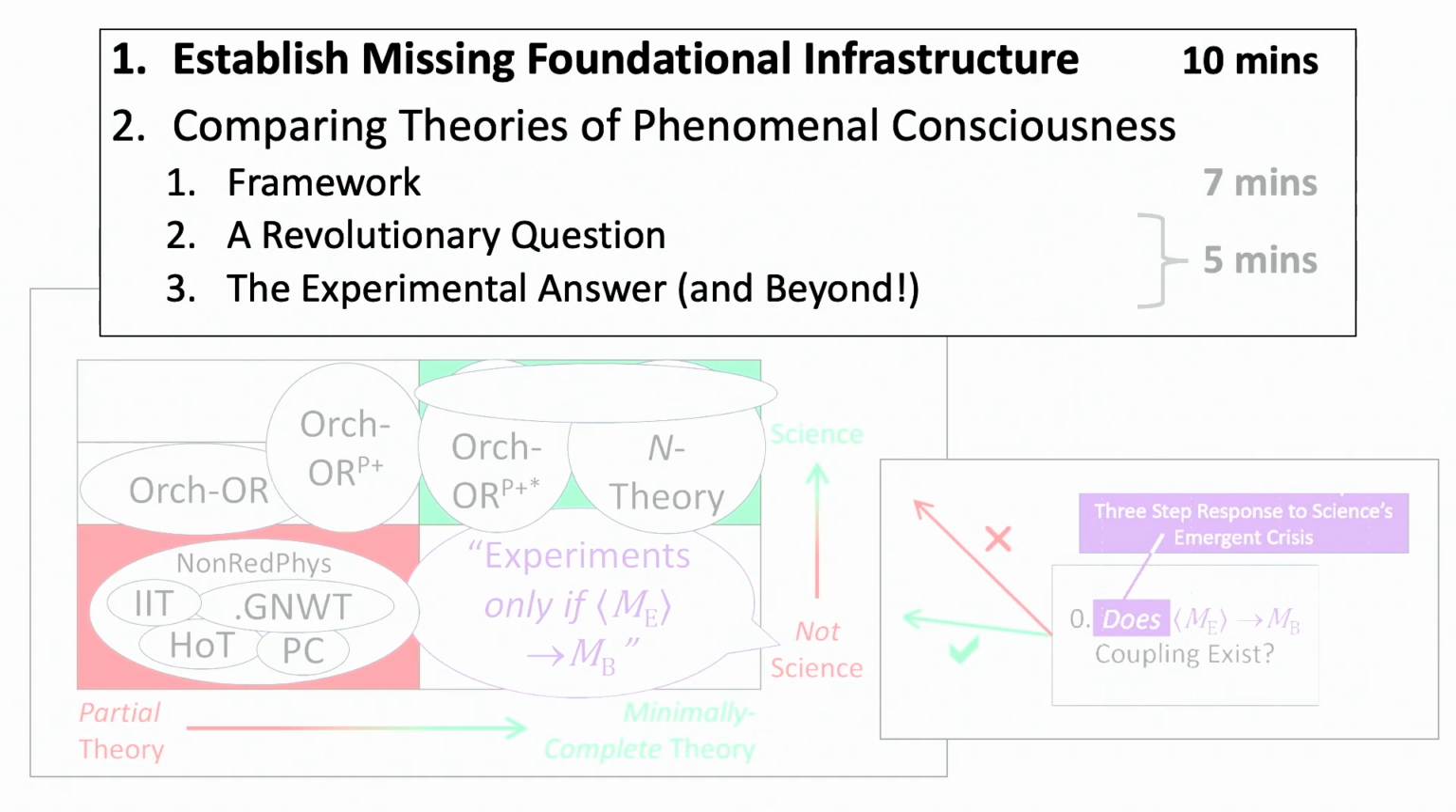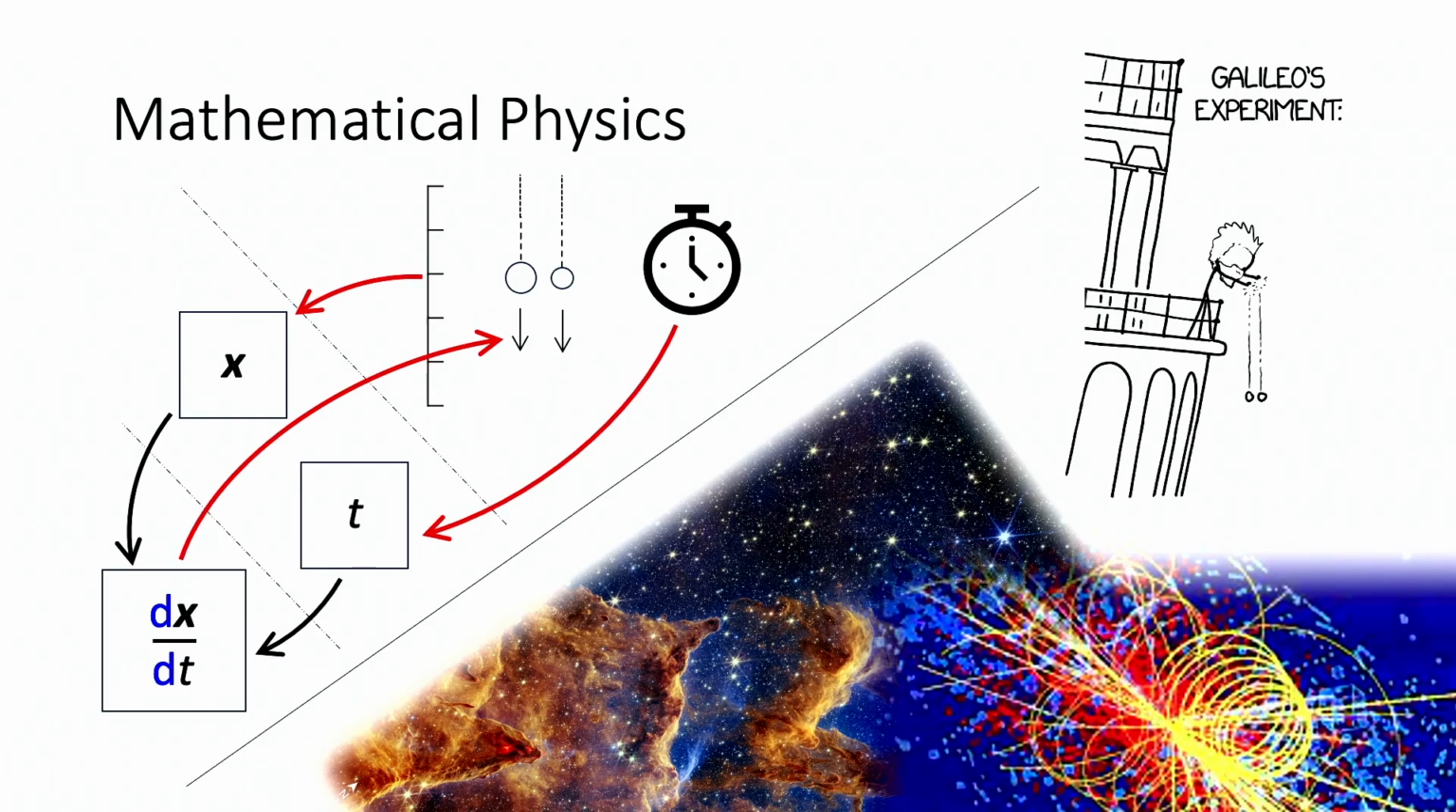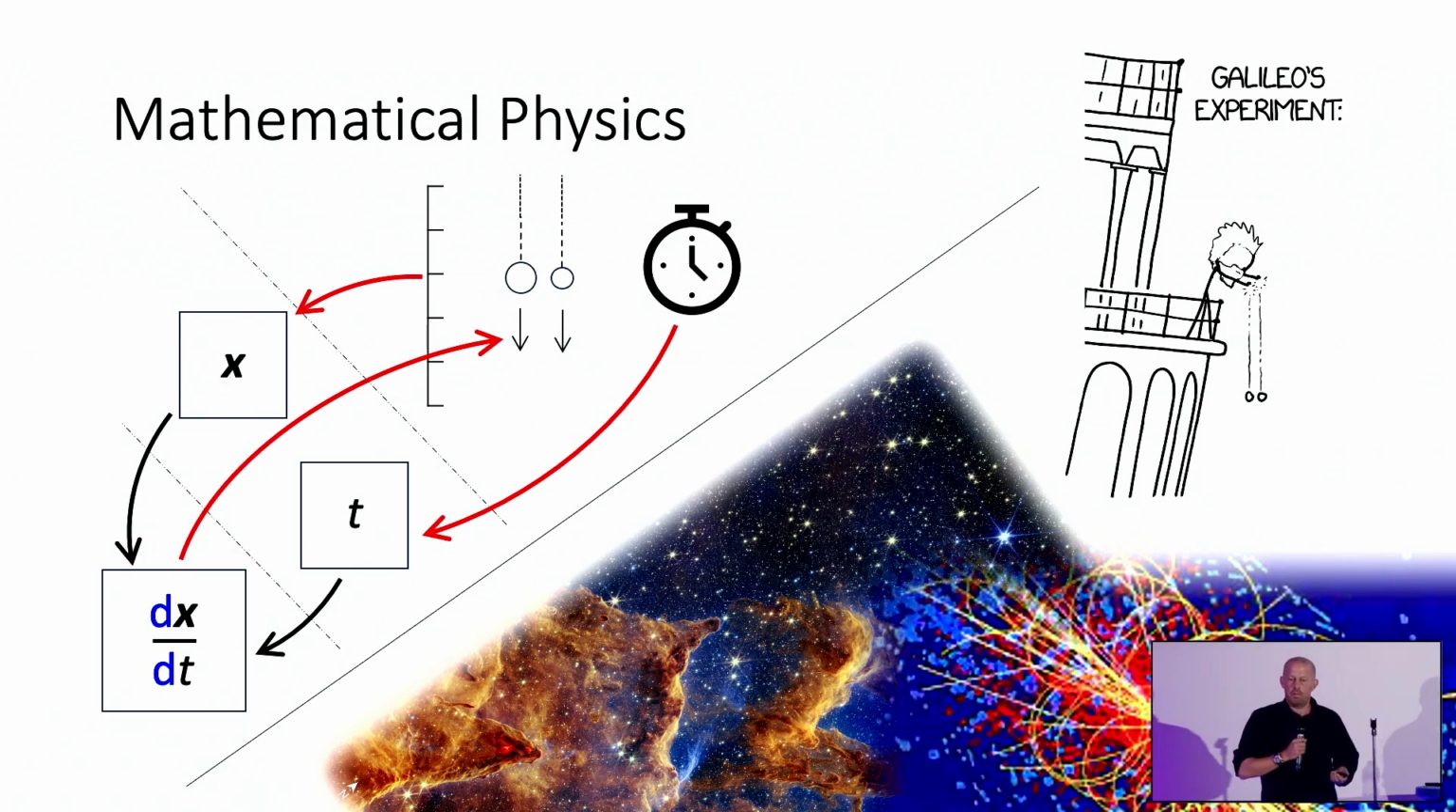But getting to these goodies is going to have a bit of a cost. We're going to have to establish what I call the missing foundational infrastructure for the entire field of P-consciousness science. So to understand what I mean by a foundational infrastructure, let's take a look at the case of mathematical physics. Over about 500 years, we've gone from Galileo dropping cannonballs to the Webb Space Telescope and the Large Hadron Collider.